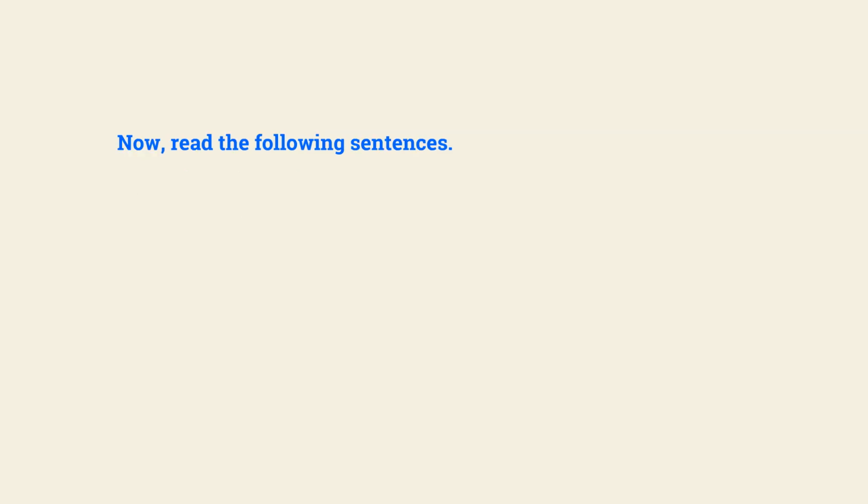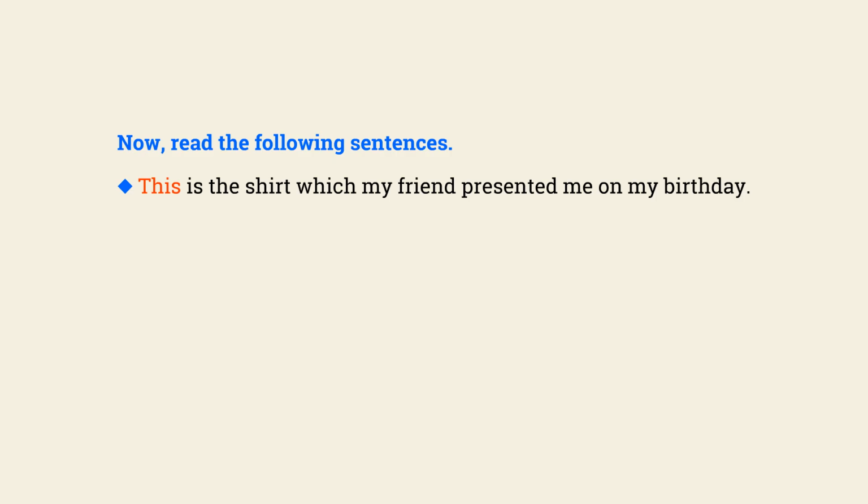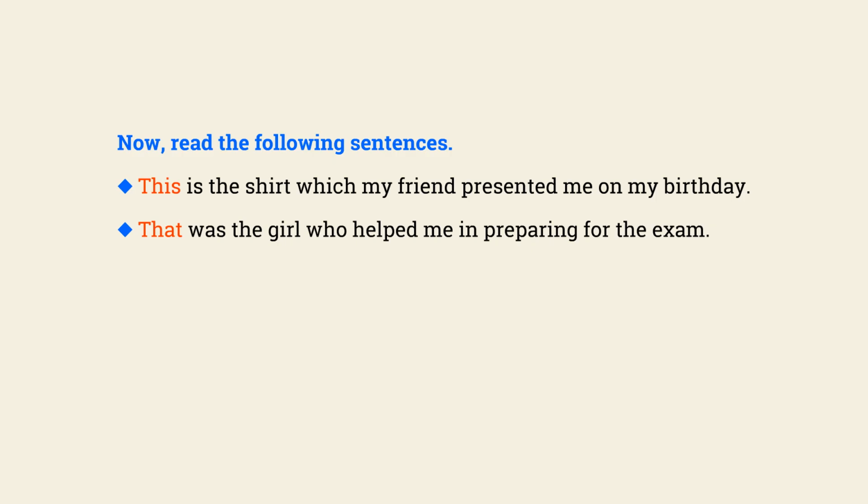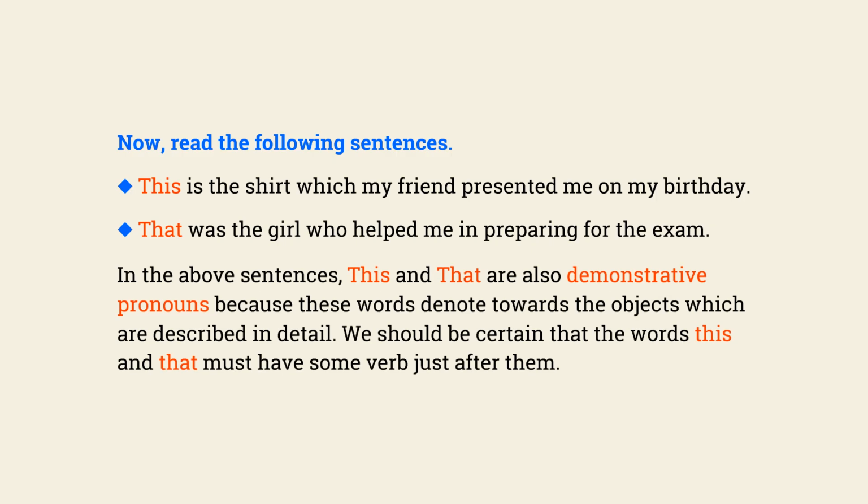Now read the following sentences. This is the shirt which my friend presented me on my birthday. That was the girl who helped me in preparing for the exam. In the above sentences, this and that are also demonstrative pronouns because these words denote towards the objects which are described in detail. We should be certain that the words this and that must have some verb just after them.